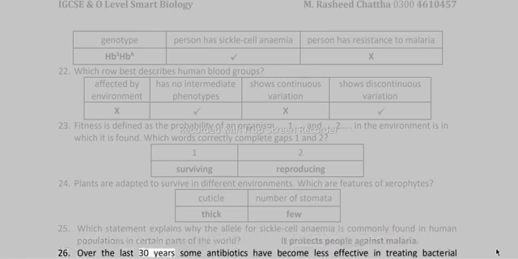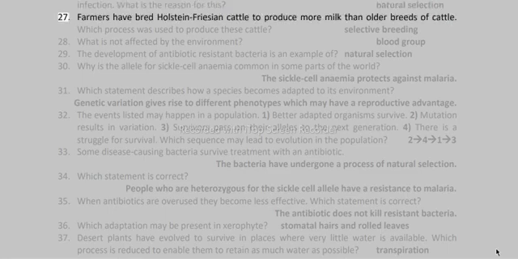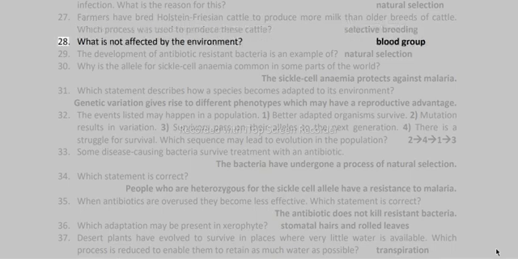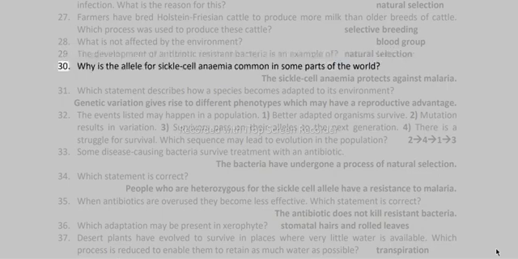Question 26. Over the last 30 years some antibiotics have become less effective in treating bacterial infection. What is the reason for this? Natural selection. Question 27. Farmers have bred Holstein Friesian cattle to produce more milk than older breeds of cattle. Which process was used to produce these cattle? Selective breeding. Question 28. What is not affected by the environment? Blood group. Question 29. The development of antibiotic-resistant bacteria is an example of natural selection.